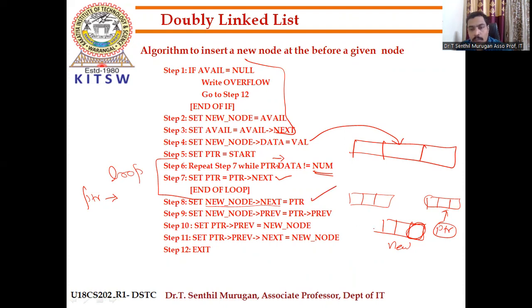Next, new node of previous. Whatever the PTR previous is, we will give that as new node of previous. So now the link will be established like this.